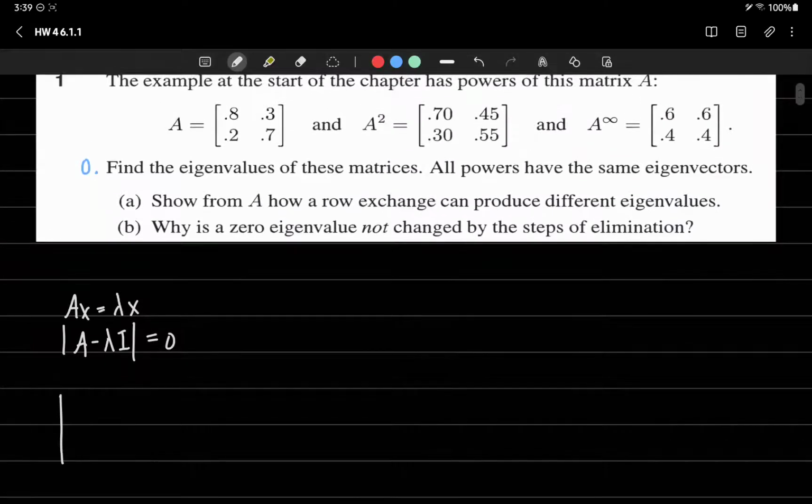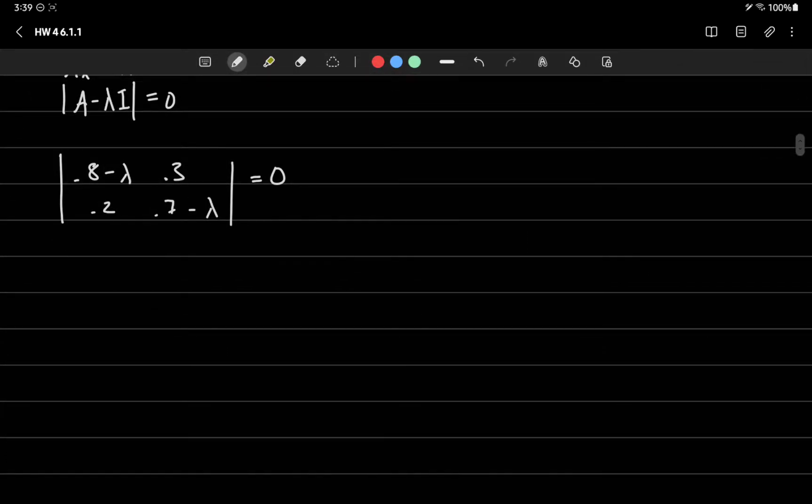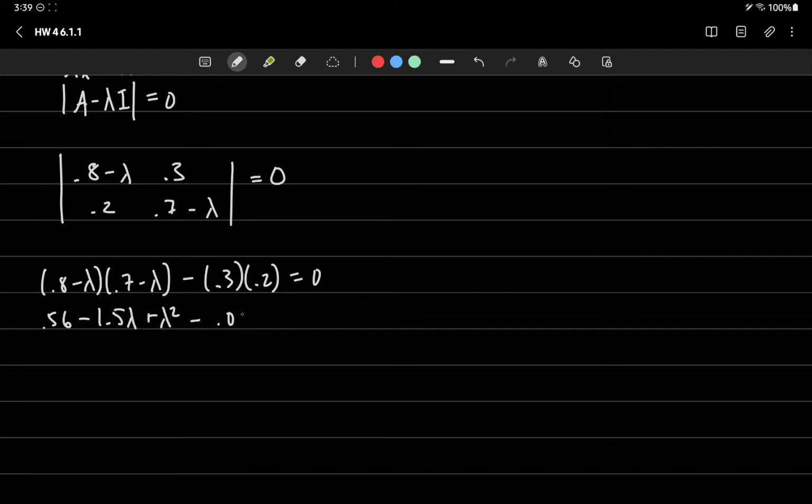Given A to be 0.8, 0.3, 0.2, and 0.7, A minus lambda I will be 0.8 minus lambda, 0.3, 0.2, and 0.7 minus lambda. And the determinant has to be equal to 0. The determinant for a 2x2 matrix is going to be AD minus BC. So AD in this case will be 0.8 minus lambda times 0.7 minus lambda, minus the product of 0.3 and 0.2. If you simplify, this becomes 0.56 minus 1.5 lambda plus lambda squared minus 0.06.